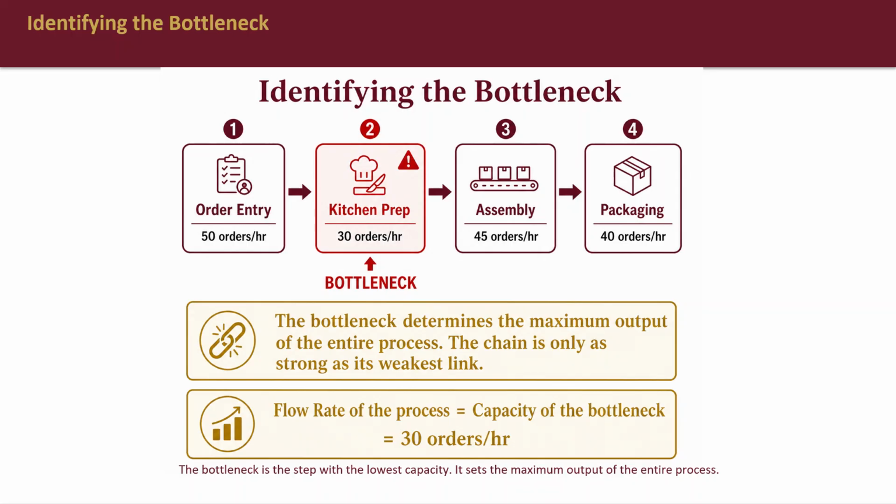Here is the critical insight. The flow rate of the entire process can never exceed the capacity of the bottleneck. Speed elsewhere does not help. If the prep station handles only 30 orders per hour, the restaurant serves only 30 orders per hour, even if every other station could do 50. We will go deeper into capacity analysis later in the course. For now, remember this. Finding the bottleneck is the highest leverage move in process improvement.